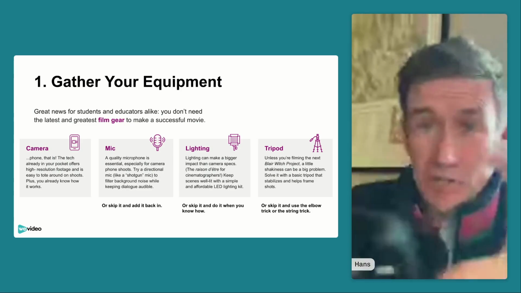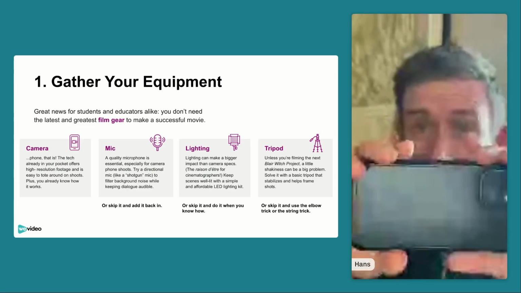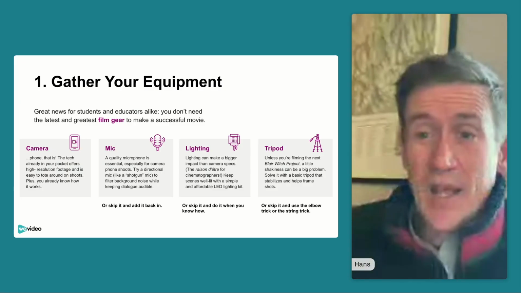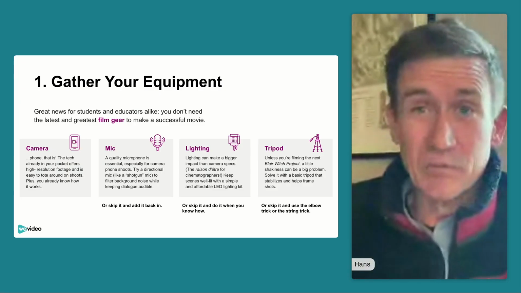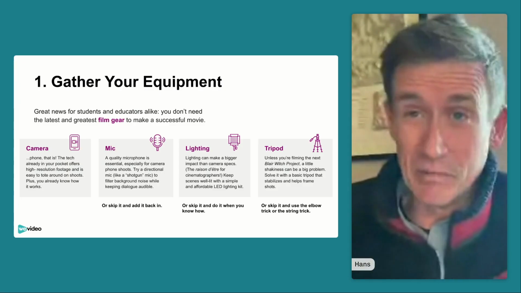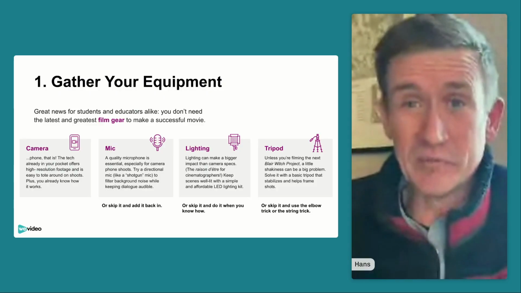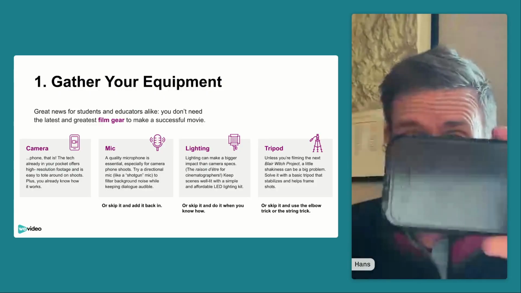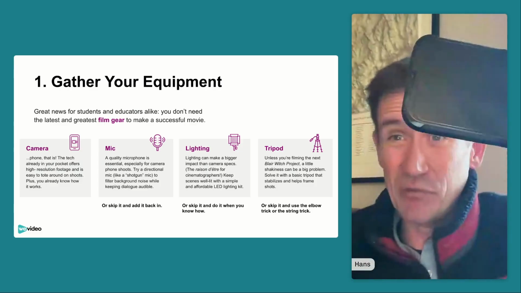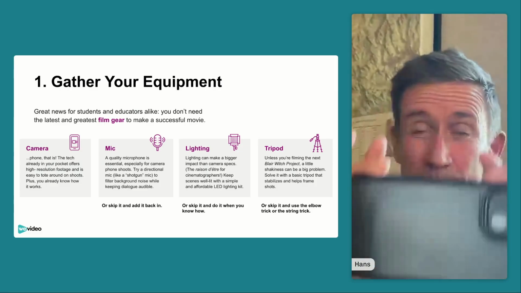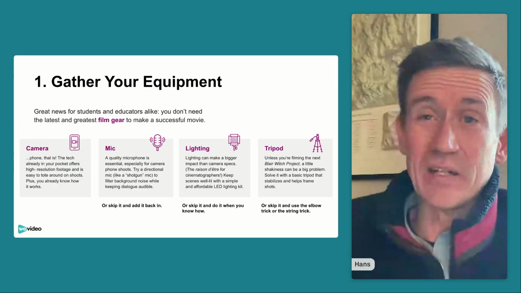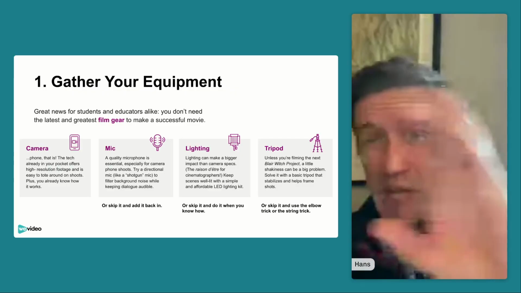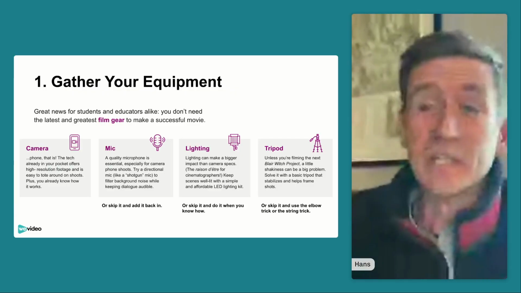The elbow trick is just when you hold your camera and you lock your elbows like this. The string trick is really useful if you're working with a classroom of 15 students and you don't have 15 tripods. You just take a string, wrap it around your camera, run it down to your foot, and you pull the camera up against the string, and it works like a tripod, and you can pan and tilt and do all the things really intuitively.